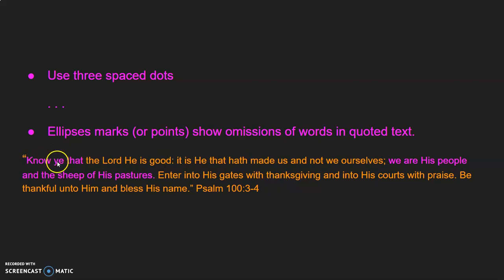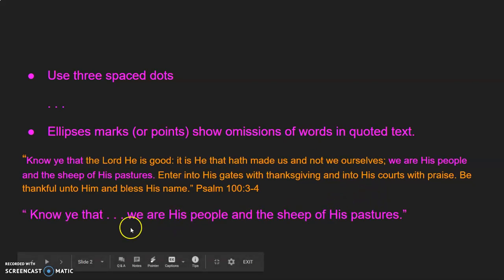And so if we were to need to use this in our writing, perhaps we would only want to quote this part right here that I have highlighted in pink. And so it would look like this. We would need to show that we were omitting some of the original text. And so it would read, Know ye that... we are His people and the sheep of His pastures.